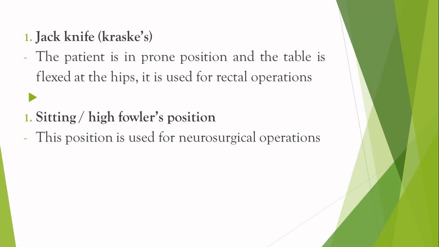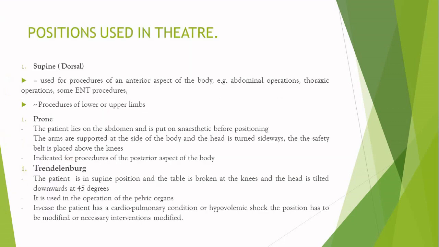So let's talk about these positions because I normally see questions come. Prone: the patient lies on the abdomen and is put on anesthesia before positioning. Patient lies on the abdomen. Trendelenburg: the patient is in supine position and the table is broken at the knees and the head is tilted downwards at 45 degrees.